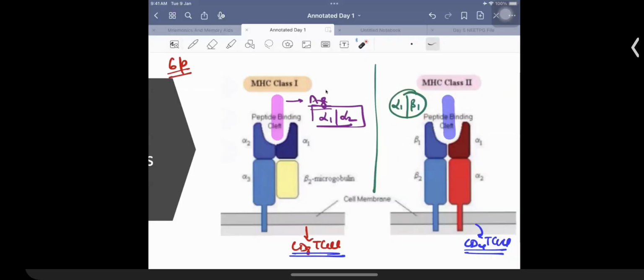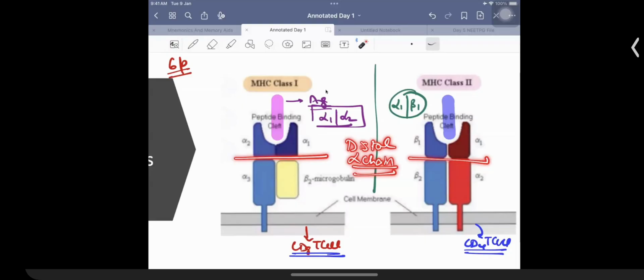Whenever we're going to be talking about the important fact, we need to remember that these chains are away from the cell membrane. So they are also being given the name of distal chains. This was a question asked in the INA exam earlier. Antigen binding area in case of MHC1 is distal alpha chains. Distal alpha chains means the ones which are far away, alpha 1, alpha 2.